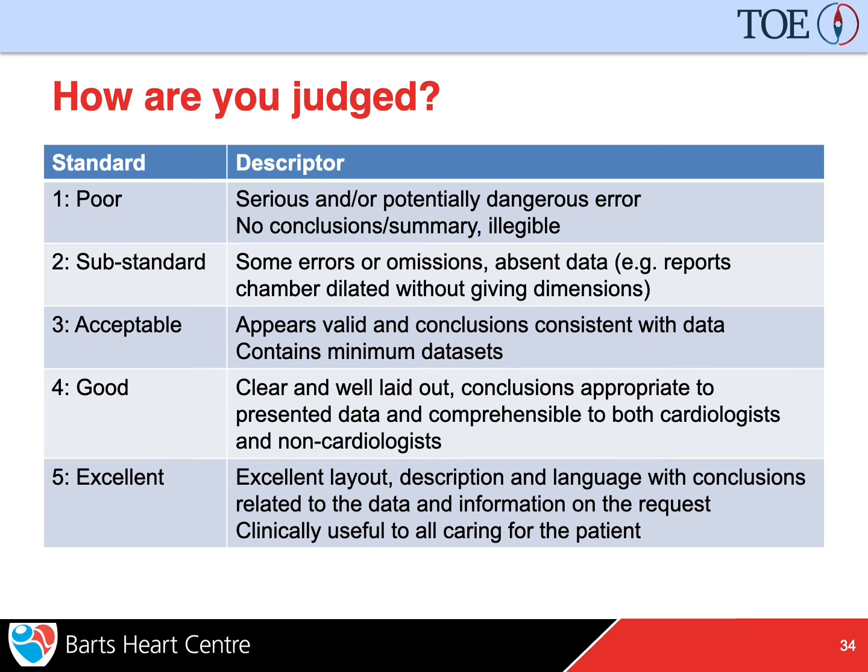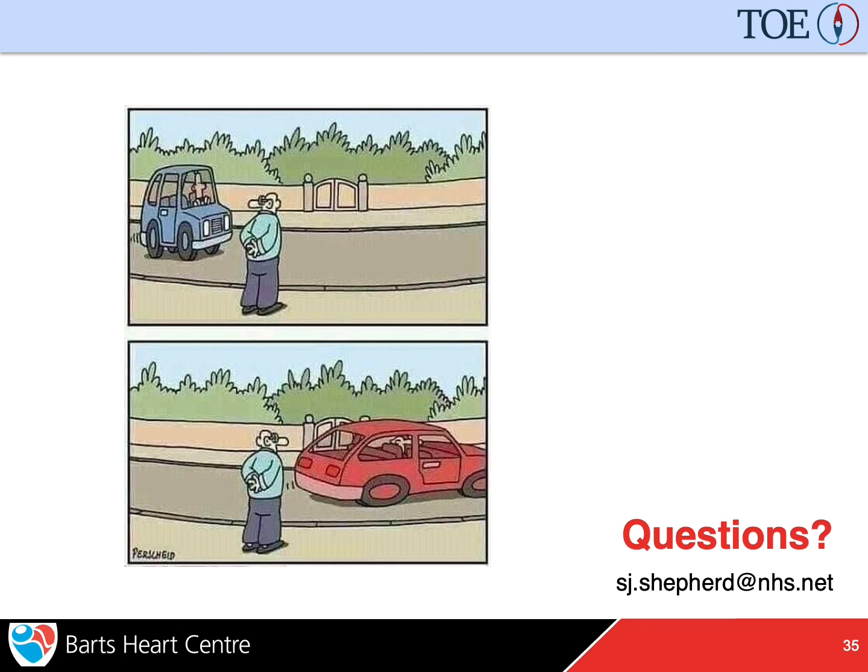How are you judged? Well, we all want to be good, right? That means you need to be clear and well laid out. You've got to have conclusions which are appropriate to the presented data and which are comprehensible to both cardiologists and non-cardiologists. Similarly, if you're poor, it may be serious or error-filled. Substandard errors or omissions are enough to get asked to resubmit. So try and think about this: clinically useful, descriptive, related to the data, and related to the information on the request. Happy to take questions.